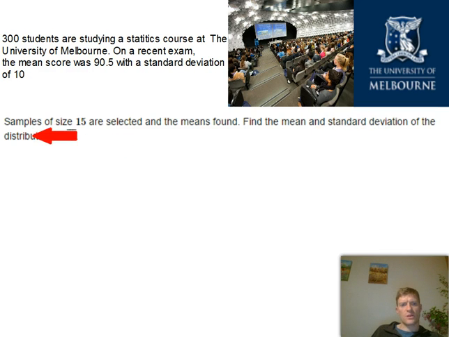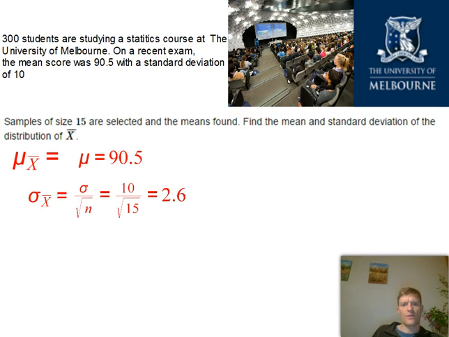Now, let me pose this question. A sample of size 15 is selected and the means are found. What are the mean and standard deviation of the distribution of the sample means? First off, we're finding these parameters: the mean of the sample means and the standard deviation of the distribution of sample means. We find that the mean of the sample means is the same as the population mean, which is this value here, the 90.5.